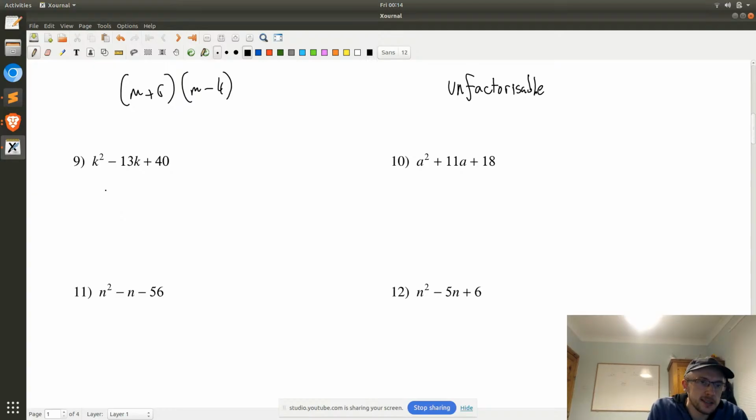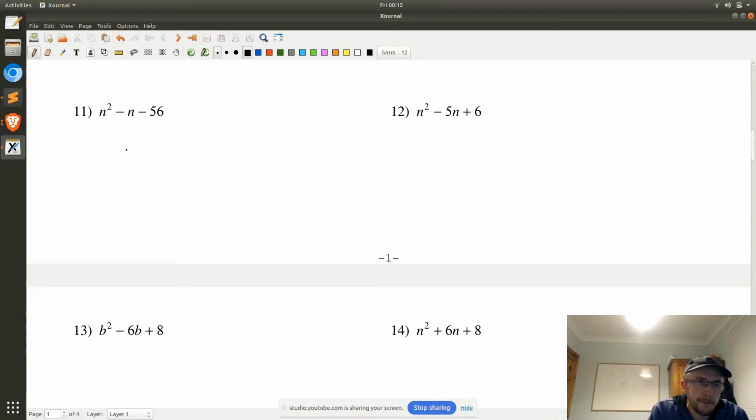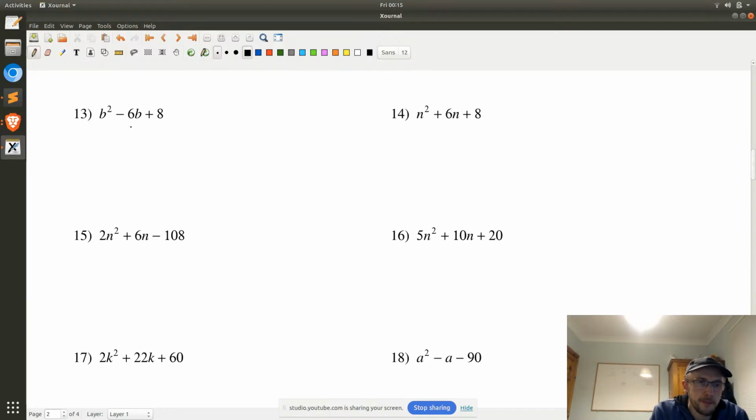Let's see, 5 and 8. And 9 and 2. And negative 8 and positive 7. And minus 2, minus 3. And b take 2 times b take 4. And n plus 2 times n plus 4.